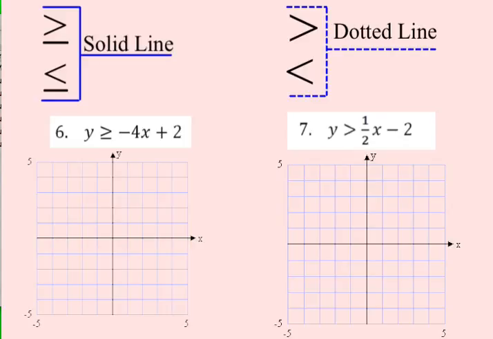Okay, so let's take a look at some more problems. So number 6, yay, it gives us a hint. It's a solid line. Okay, it's already in slope-intercept form, and we know we need to use a solid line. Then I noticed that the alligator is opening up towards the y, which means I need to shade up. So I'm going to cross the y-axis at 2, and then my slope is -4, which is the same as -4 over 1. So I'm going down 4 and then over 1. I'm going to connect those two with that solid line, and then I'm going to shade up.